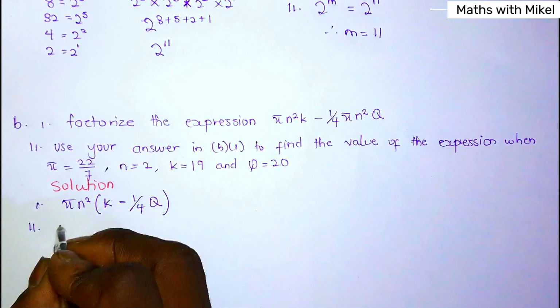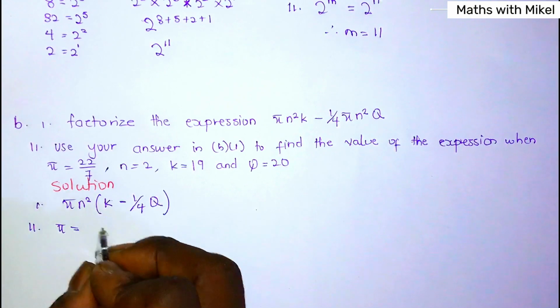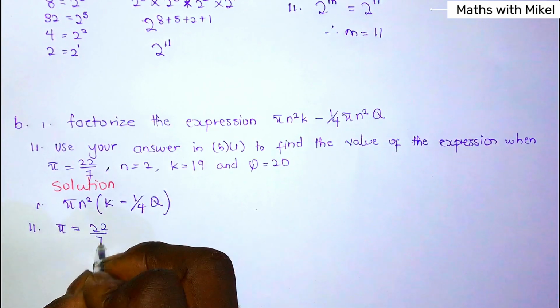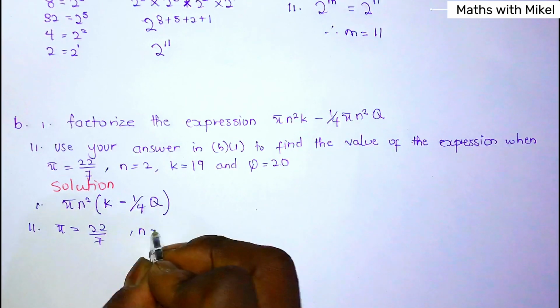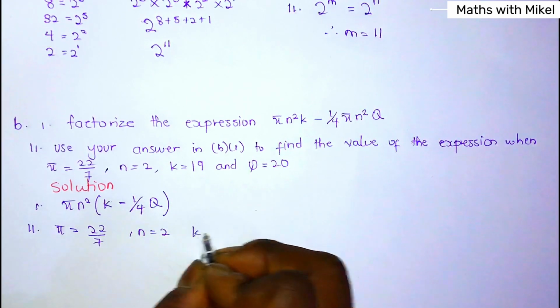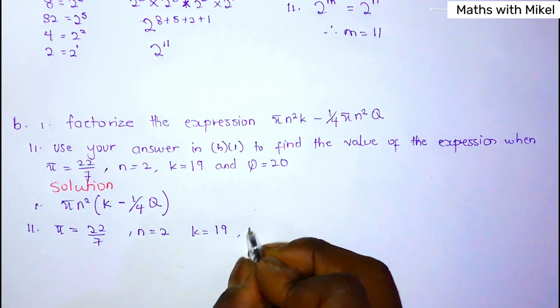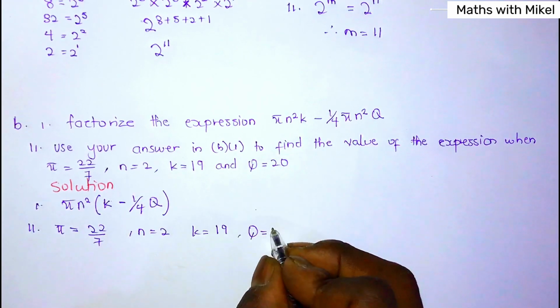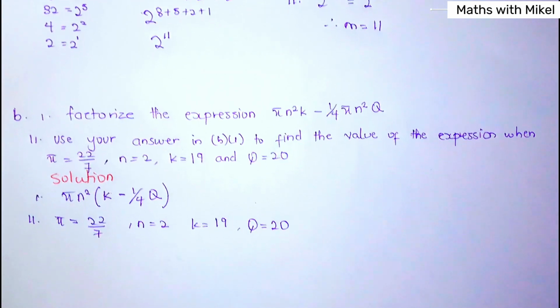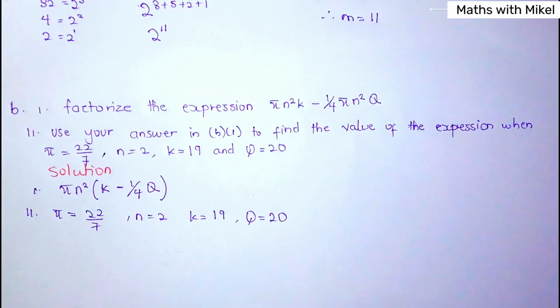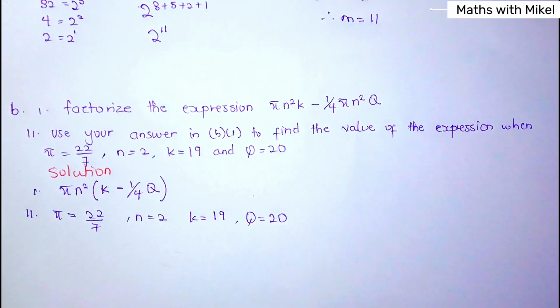Now the II. They've given pi to be equal to 22 over 7, n is equal to 2, k is equal to 19, and q is equal to 20. So we are asked to use these values here to find the value of the expression.